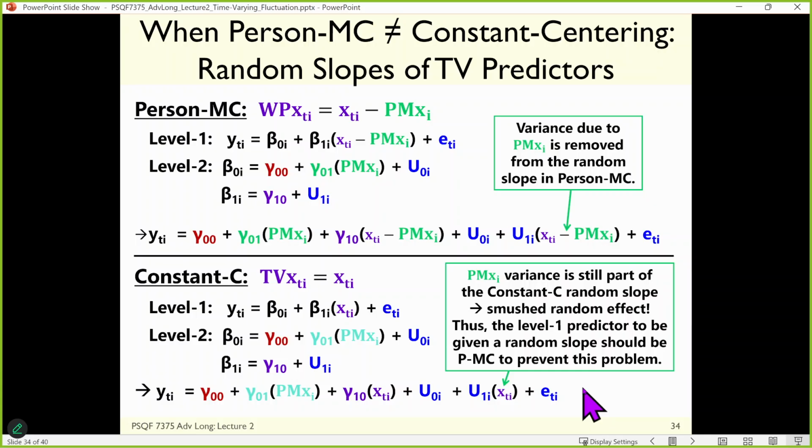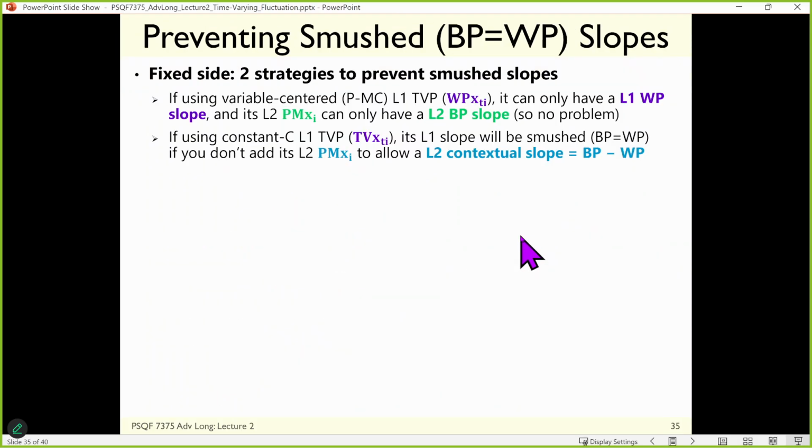So for yet another reason, person mean centering for the win, because your random slope is not smushed in that case. It is capturing only between person differences in a within person slope as intended. So summarizing a little bit here, in terms of preventing smushed slopes, two strategies. If you're using variable centered models, then you don't need to worry about this. Your level 1 predictor can only have a within person relationship. The person mean can only have the between person slope. You're good to go.